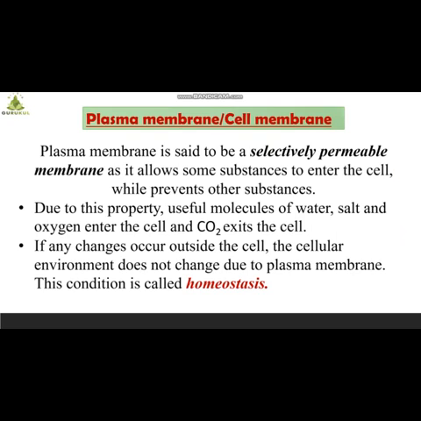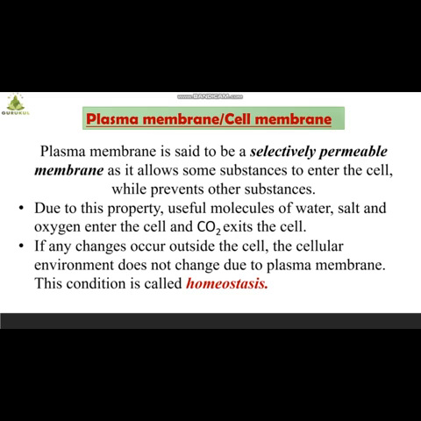Now, a very important property or feature of the plasma membrane we are going to understand. The plasma membrane is said to be a selectively permeable membrane. Now, what is a selectively permeable membrane? Students, it is going to allow some substances to enter the cell and it will prevent some other substances. So selectively permeable.